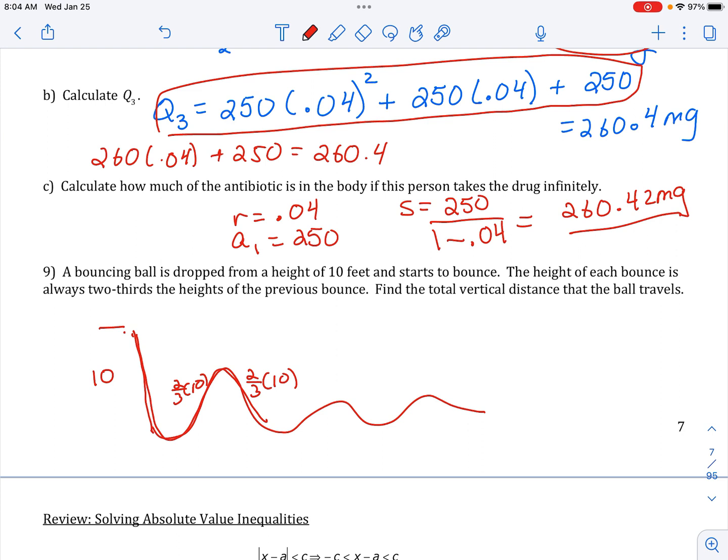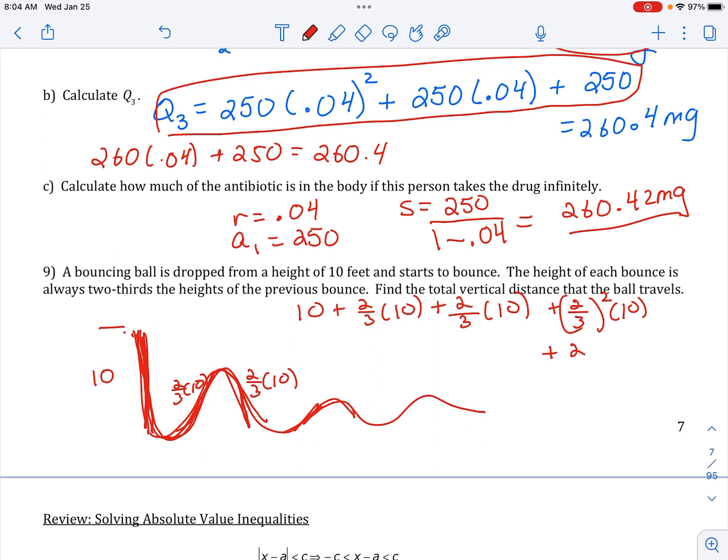Okay, so let's try to write out all the vertical distance. So this 10 only gets counted once. It just bounces from a height of 10 once. This next piece is going to be 2/3 of 10, but then it bounces up, bounces down. So I need 2 of them. The next piece is 2/3 of the previous one. So it would be 2/3 again squared of that original 10, and then you've got it again. Right? And this pattern continues.